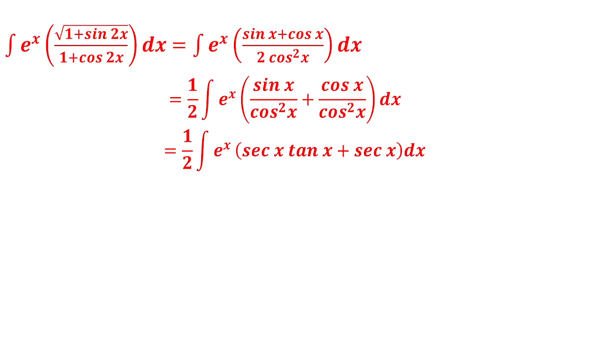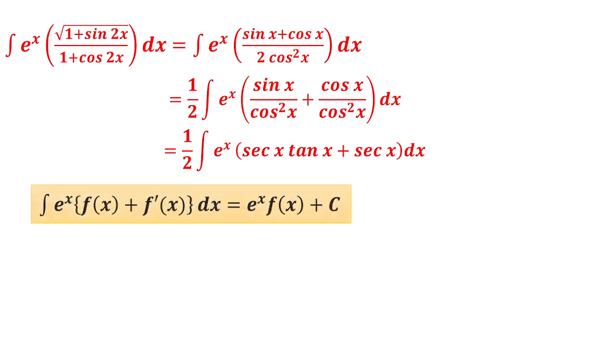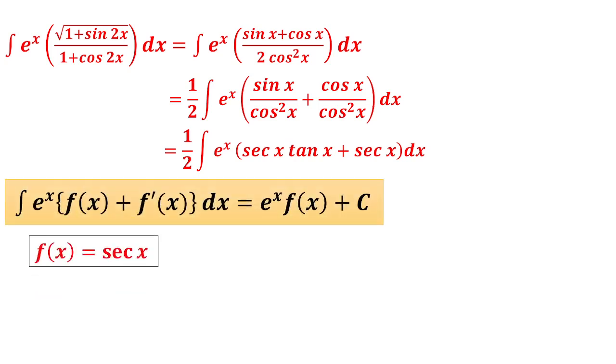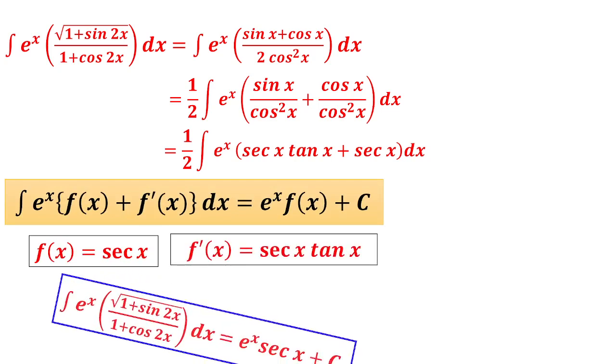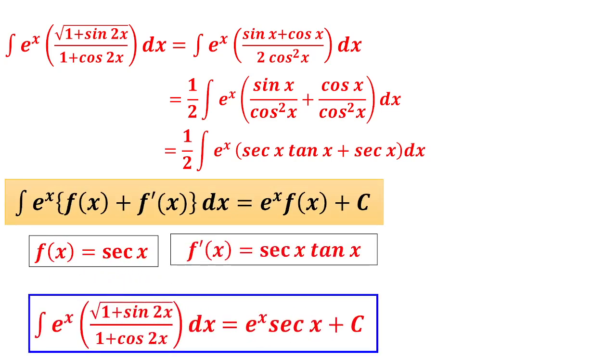Secant x is the function. Secant x tan x is the derivative. I think this question which you are seeing, e power x into (secant x tan x plus secant x), is a question in the NCERT textbook. But now they have gone a little bit in reverse. Therefore, f of x is secant x, derivative is secant x tan x. Therefore, we are writing it as e power x into secant x plus c.